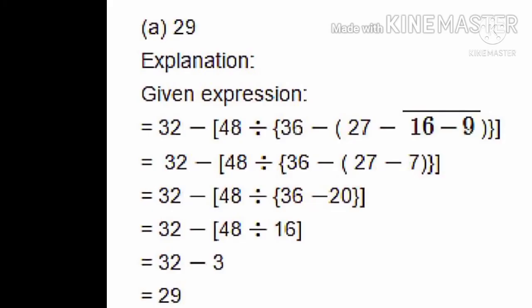32 minus square bracket 48 divided by curly bracket 36 minus small bracket 27 minus vinculum 16 minus 9. So 16 minus 9 is 7. Then 27 minus 7. We are solving the brackets under small bracket, curly bracket and square bracket. So 27 minus 7 is 20. Then 36 minus 20 is 16. So now 32 minus square bracket 48 divided by 16. So it is 3. So 32 minus 3 we have 29.